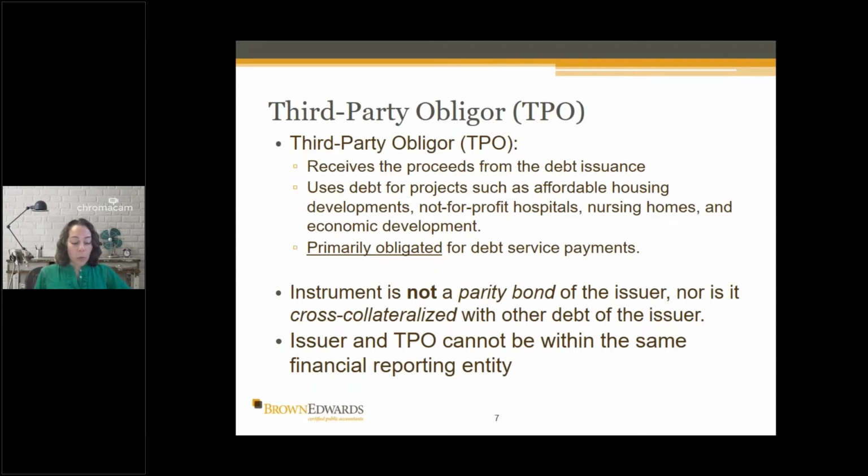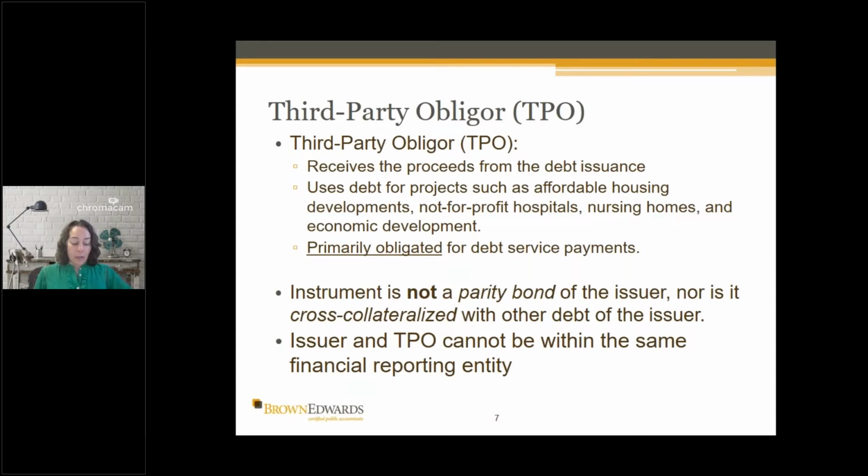Because of this unique arrangement, there are restrictions on the debt instruments and the parties involved in this arrangement. So there are two restrictions that need to be considered. One, the instrument can't be a parity bond of the issuer nor cross-collateralized with other debt of the issuer. And second, the issuer and the third party can't be within the same financial reporting unit. In other words, it can't be between a primary government and a component unit.